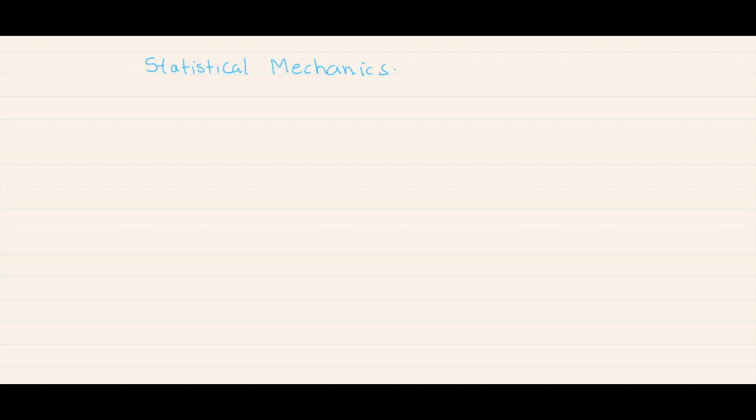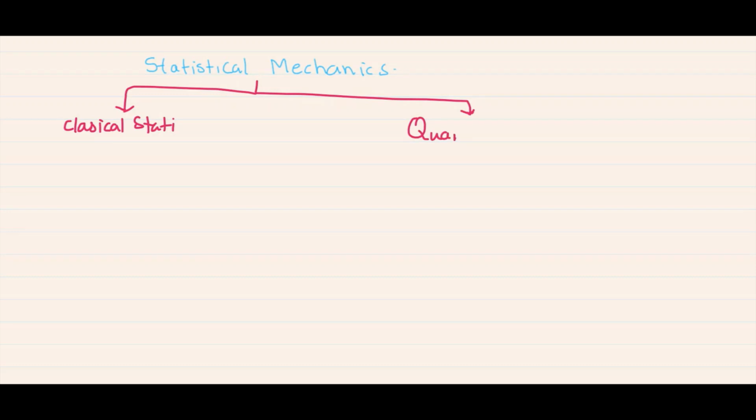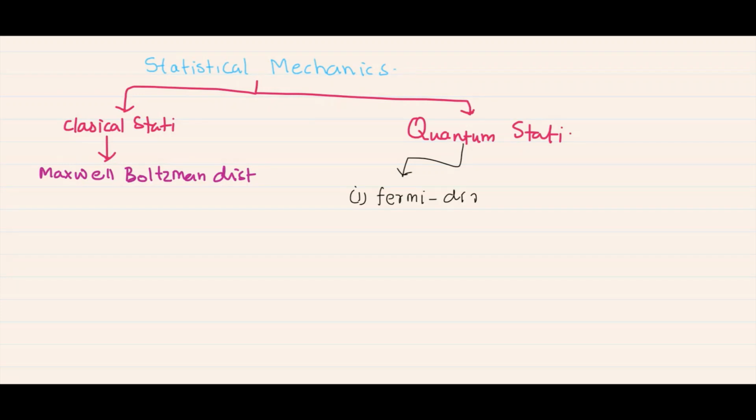Mainly, statistical mechanics is divided into two: classical statistics and quantum statistics. In classical statistics we have only one class, that is the Maxwell-Boltzmann distribution. In quantum statistics we have two classes. The first one is the Fermi-Dirac distribution, and the second class is the Bose-Einstein distribution.